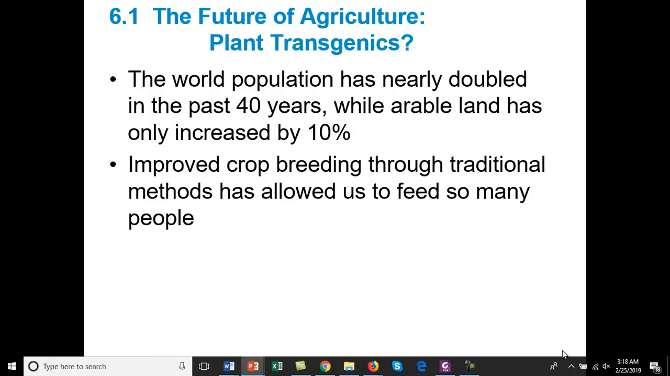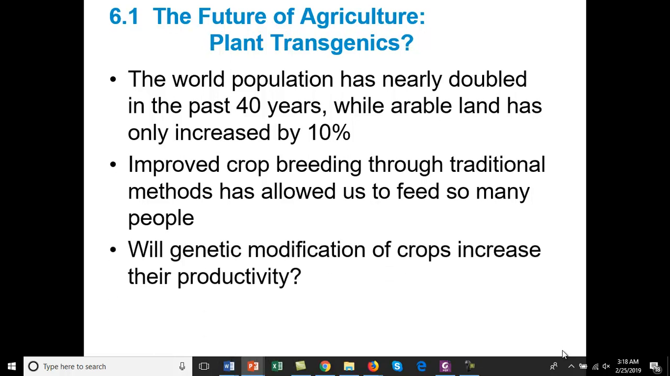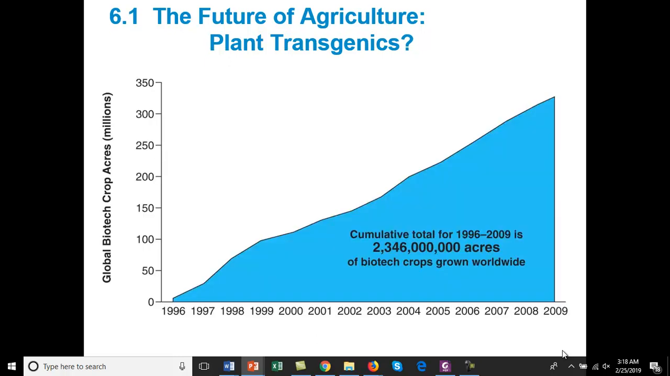Now, you can improve crops through traditional breeding methods, and it's allowed us to expand crop variety. It's also allowed us to increase crop productivity, but arguably crop breeding is slow and it probably cannot keep pace with population. Okay. And so one of the big ifs is, will genetic modification of crops increase their productivity? So we have to take a look at that.